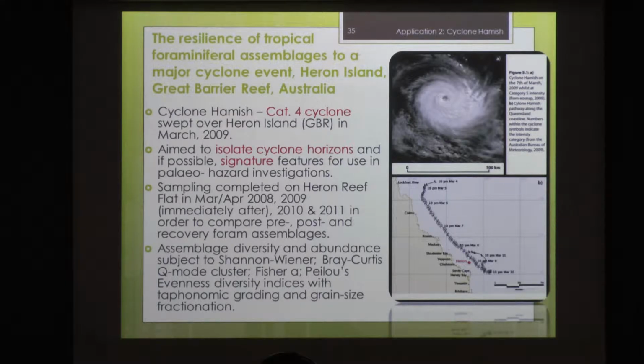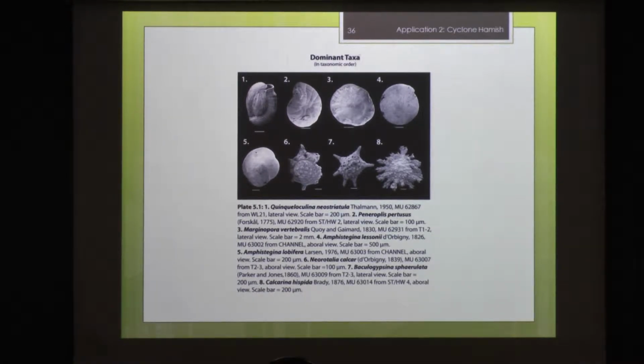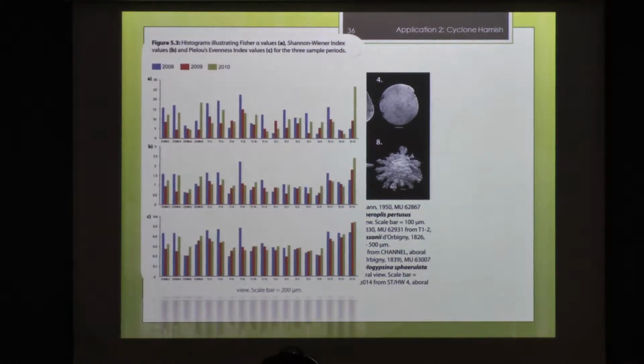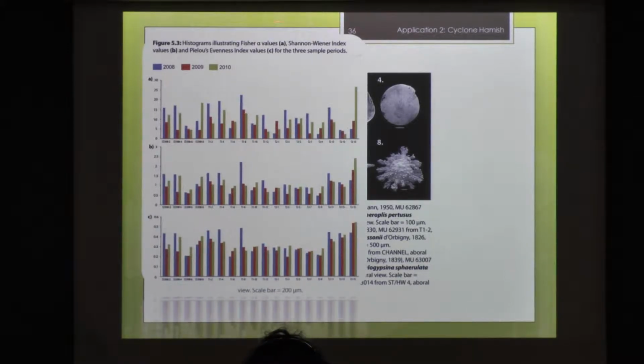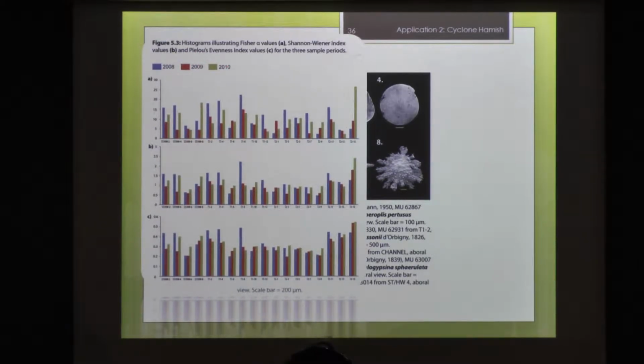So we basically applied, obviously we did identification, we did counts, we applied Shannon-Wiener, Bray-Curtis, alpha, Paley's evenness. We threw everything we could at it. And so these are the dominant foraminiferal species that I found. This is Fisher alpha, Shannon-Wiener, and Paley's evenness. So the blue is 2008, red 2009, 2010. So this is pre, and these two are post.